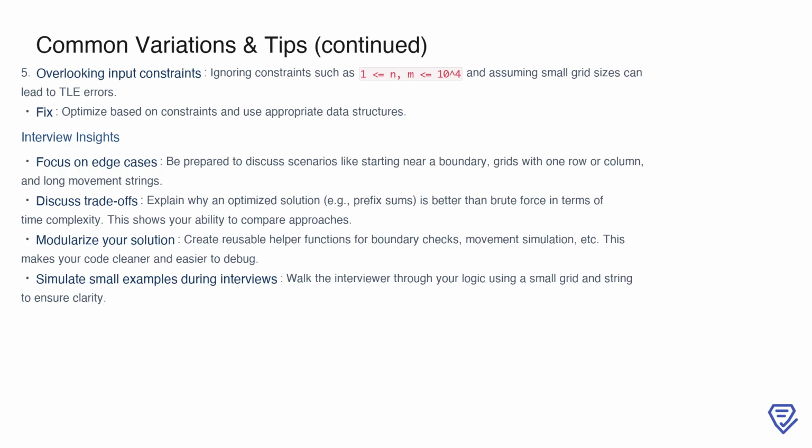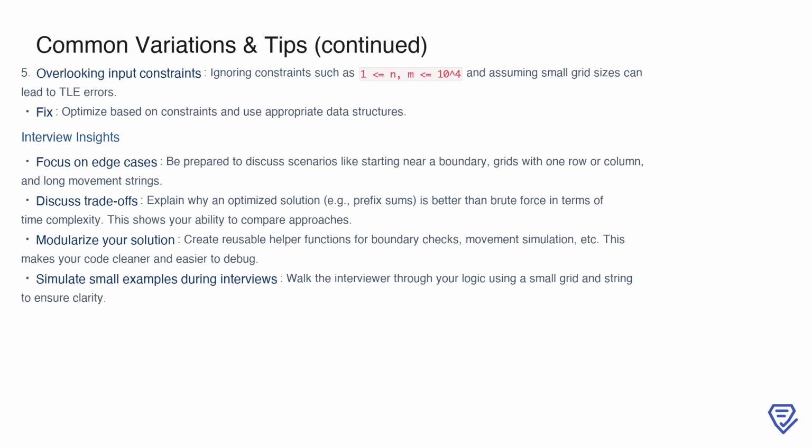When discussing this problem in an interview, emphasize edge cases. For instance, consider scenarios like the robot starting near a boundary, grids with only one row or column, or very long movement strings. It's also helpful to discuss trade-offs between approaches. For example, explain why a prefix sum solution is more efficient than brute force in terms of time complexity. This demonstrates a clear understanding of optimization.